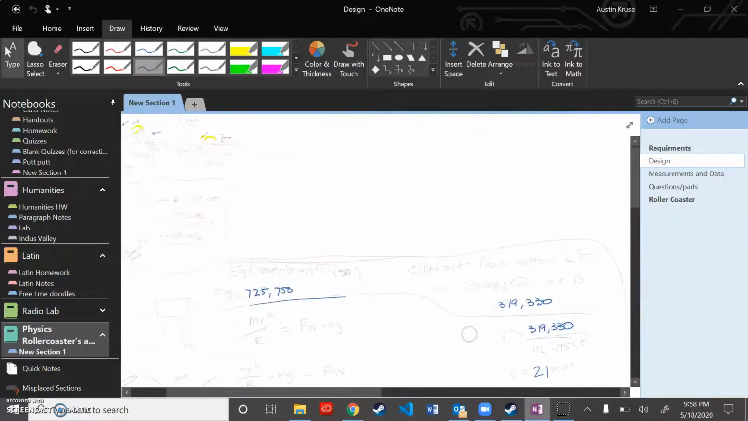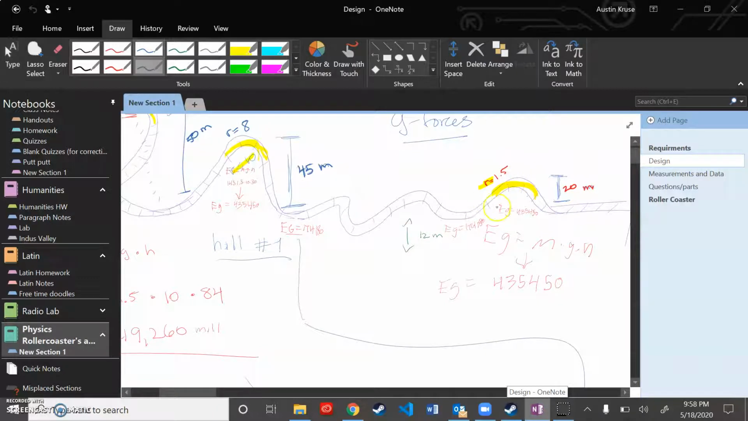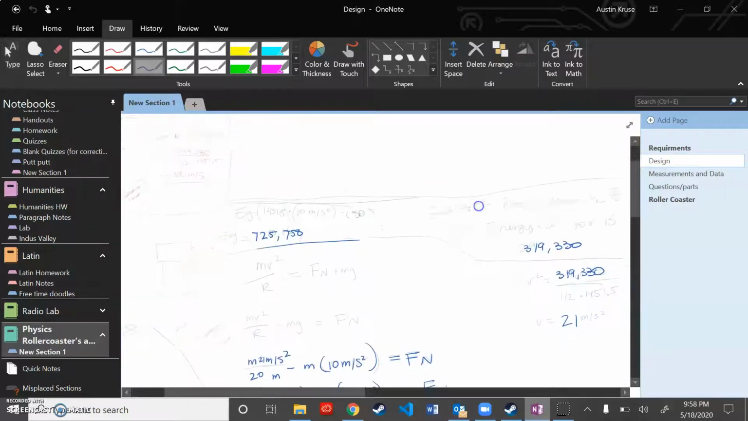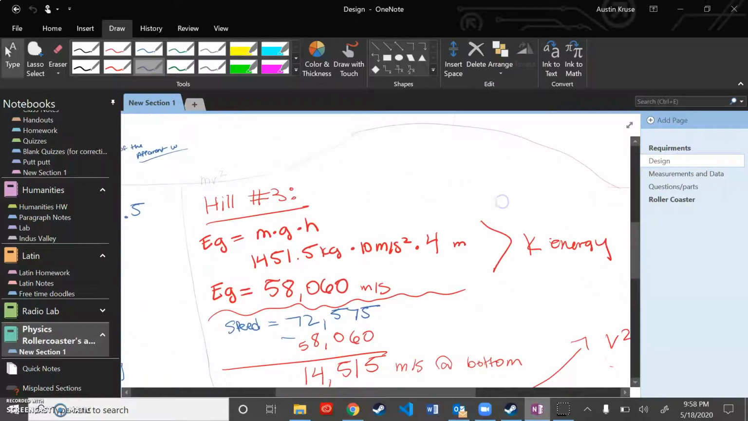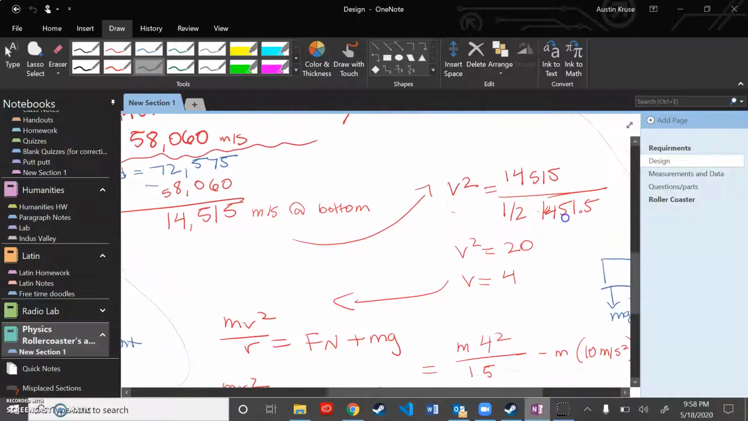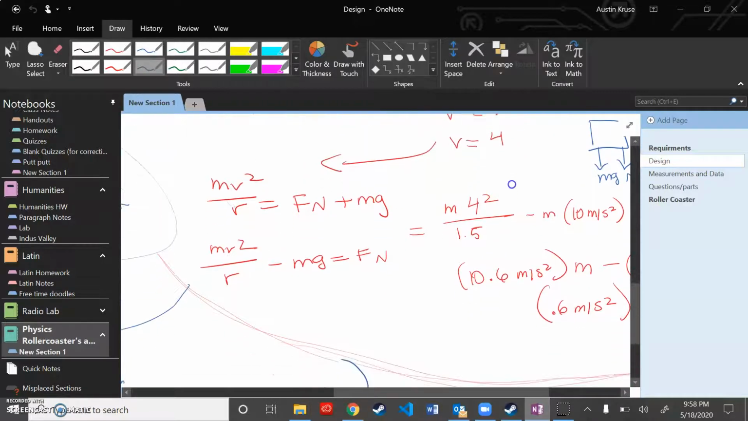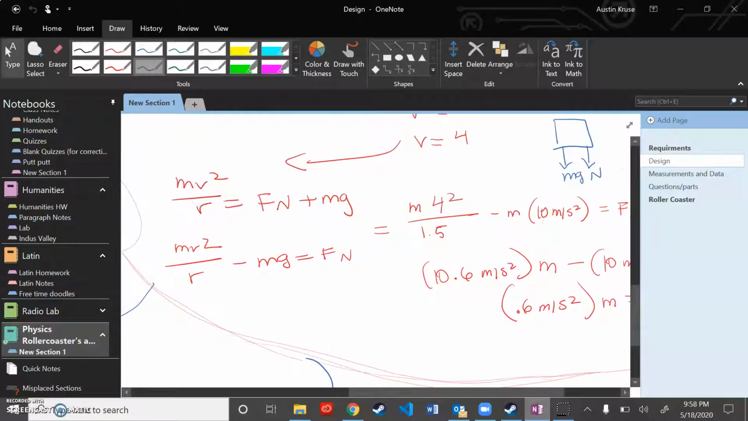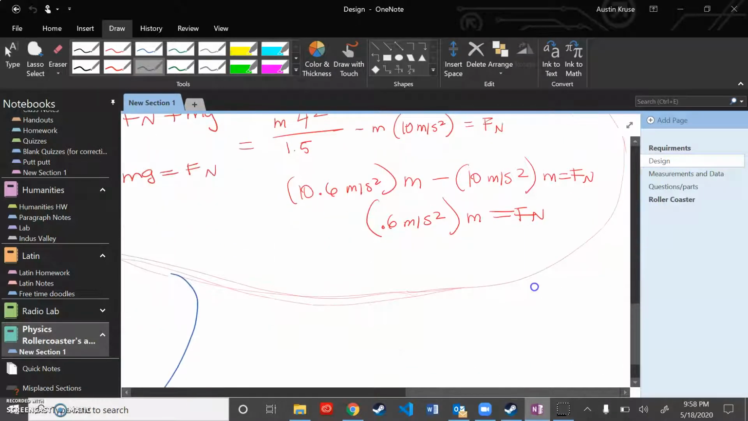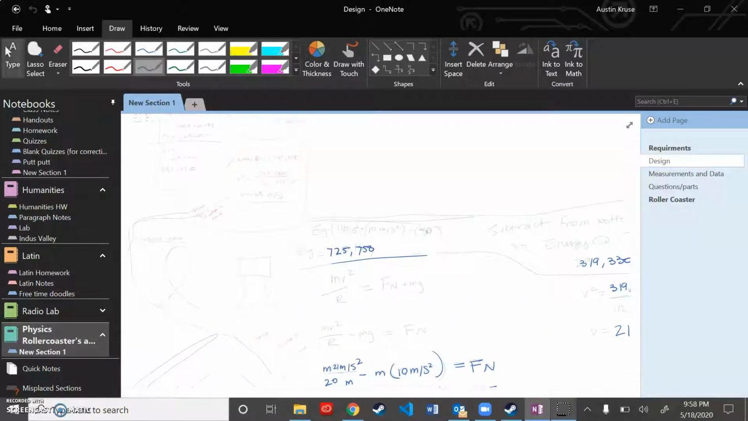Then we move on to hill 3, which is not these two hills, it's this hill right here. And we found out its GPE, same thing as before, etc. Then velocity. Then we went down over here and we figured out the net force and its apparent weight. And then, this was a tricky bit.